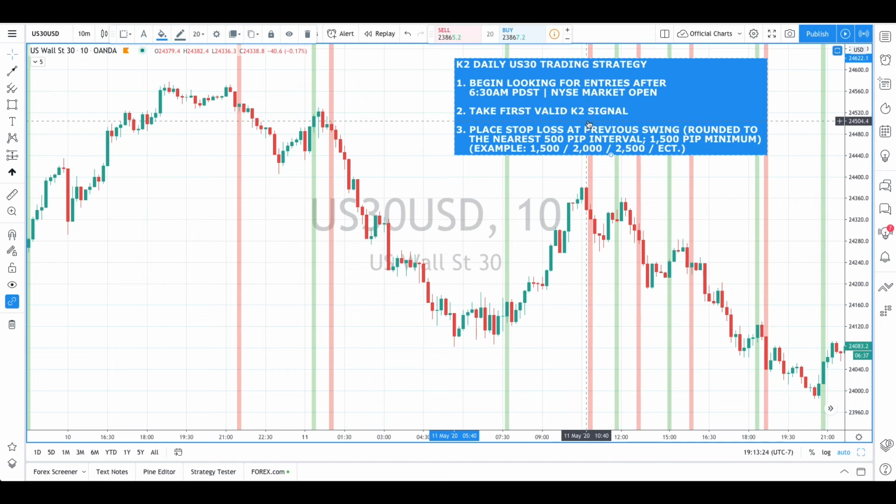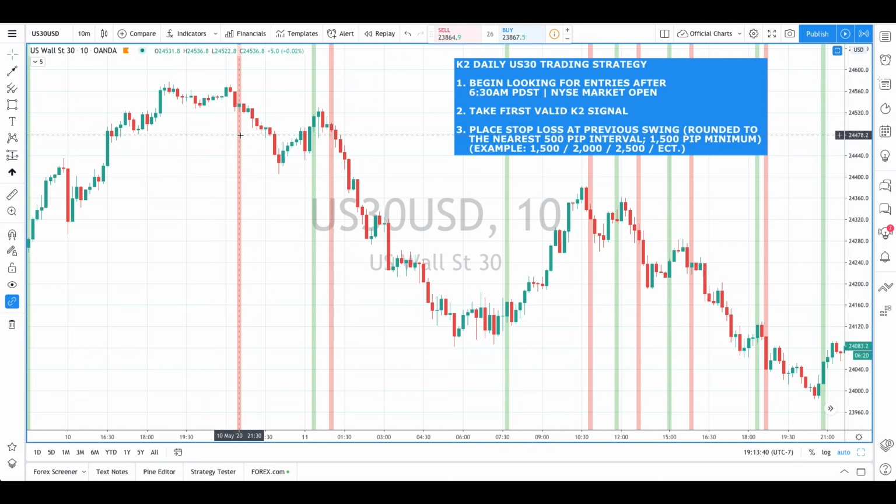In order to determine whether a K2 signal is valid, we're going to have to make sure that the signal matches the candle. So right here, we have a buy signal, and it's matched with a bullish candle. So this is a valid buy signal. Right here, we have a sell signal, and it's matched with a bearish candle. So this would be a valid sell signal.